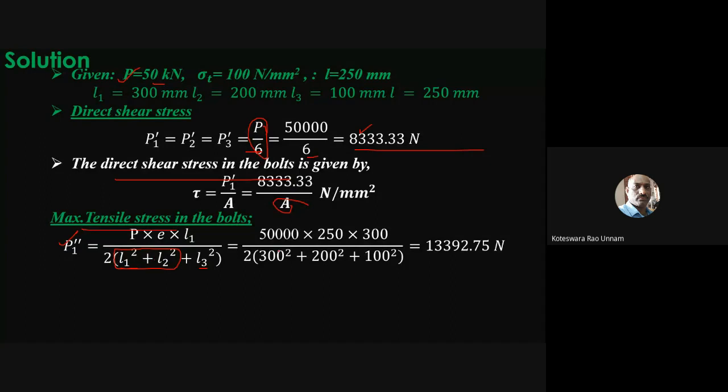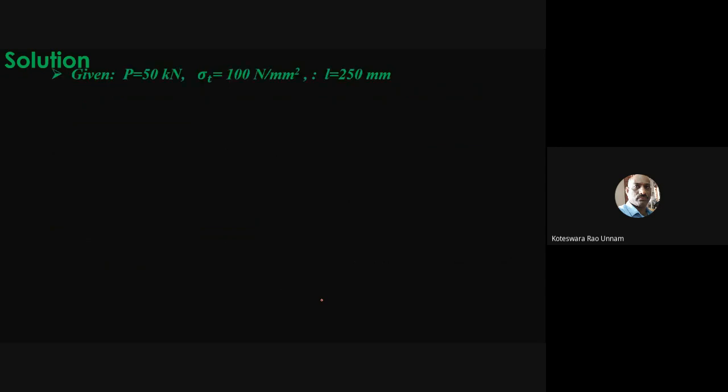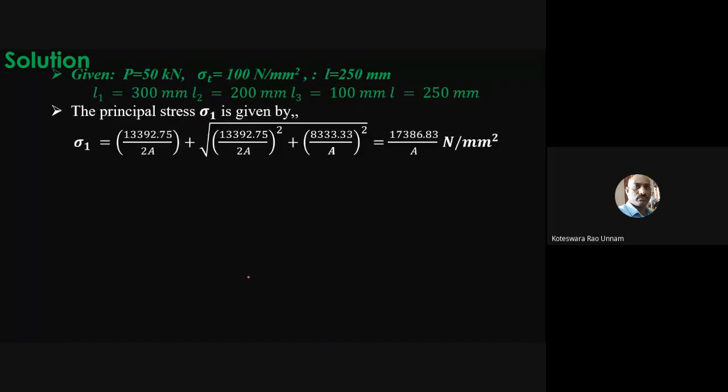If you substitute the given data, L1, L2, L3, we get P1 dash as 13,392.75 newtons. Then our sigma T is P1 dash by A, so P1 dash is 13,392.75. Once you have all those values, this is the formula to compute that.